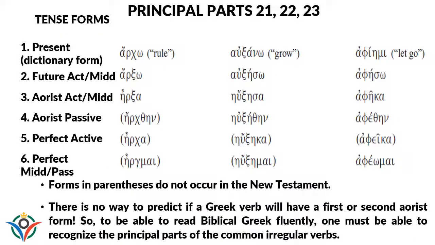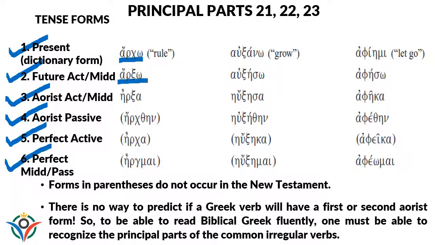Let's take a look at principal parts numbers 21, 22, and 23. Remember the tense forms for the principal parts are the present, which is the dictionary form, the future active middle, the aorist active middle, the aorist passive, the perfect active, and the perfect middle passive. Let's begin with the first one, archo, which means rule. So we have archo, arxo, erxa, erchthen, erka, and ergmai.